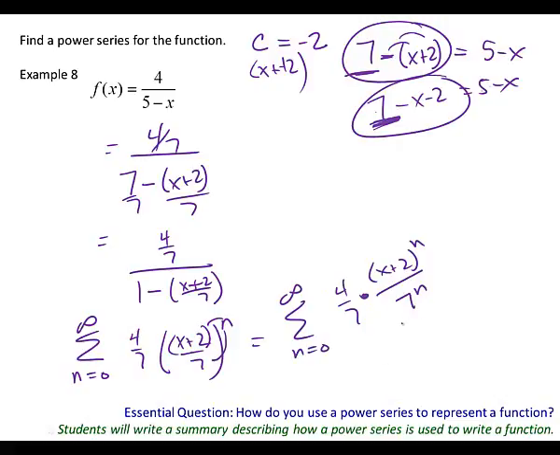Alright, I'm multiplying. I have bases that are the same. What do we do with the exponents? Add them. Good. So my final line would be the sum from n equals 0 to infinity of 4 times x plus 2 to the n over 7 to the n plus 1. Okay. We got it? Not yet? Okay, I'll wait.